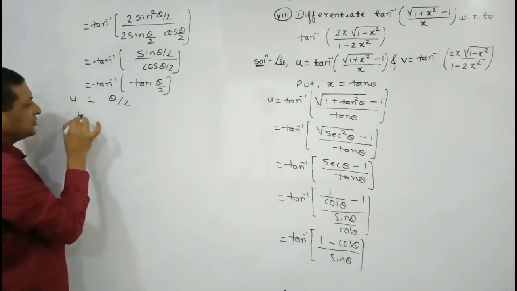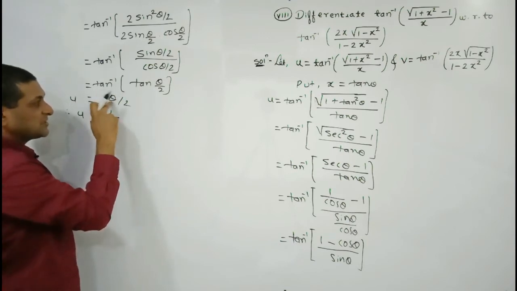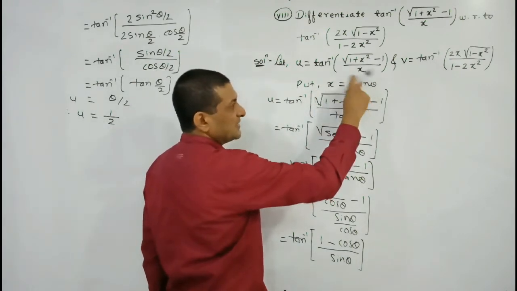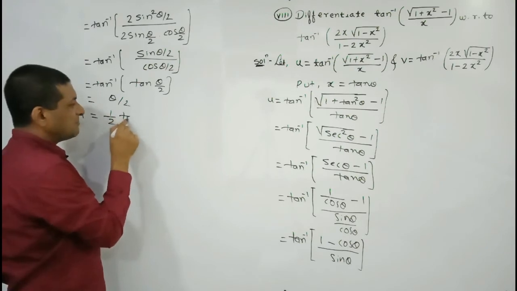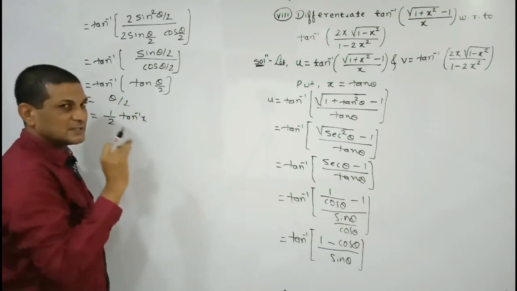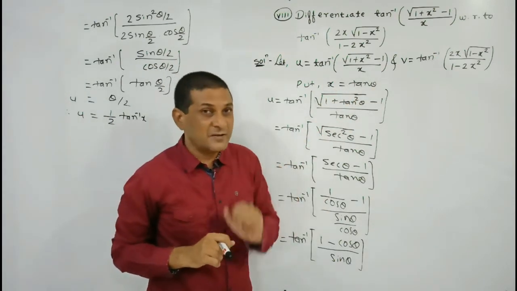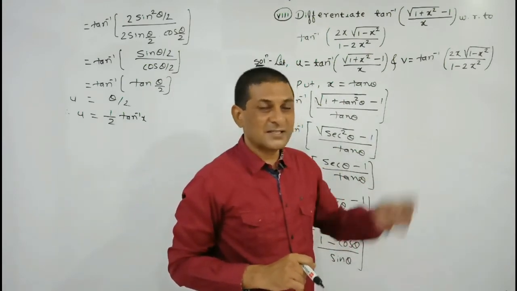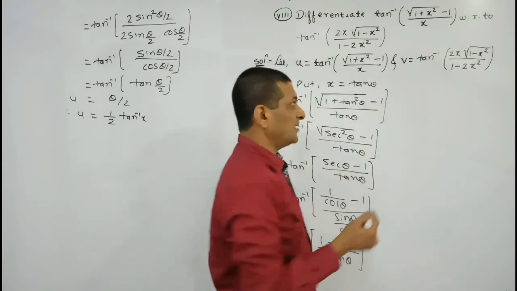So therefore u will be equal to, 1 by 2 is a constant term, keep it as it is, and I am replacing theta by its value. So if x is equal to tan theta, then theta is equal to what? Tan inverse of x. So I am replacing this theta by tan inverse of x, isn't it? Here we are not able to consider theta as a parameter because in both parts the values of theta are different. Because in the first part our substitution is x is equal to tan theta, and in the second part our substitution is x is equal to sin theta.